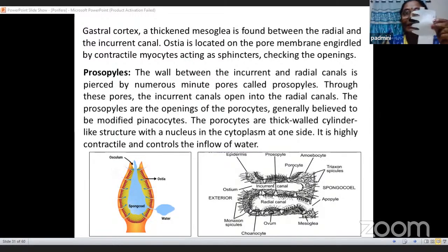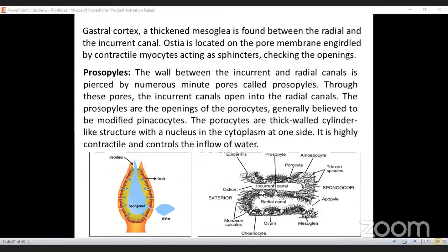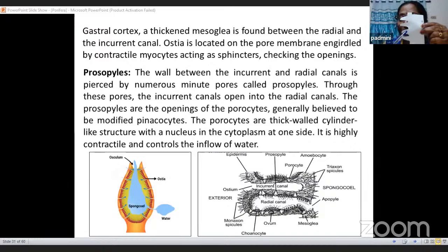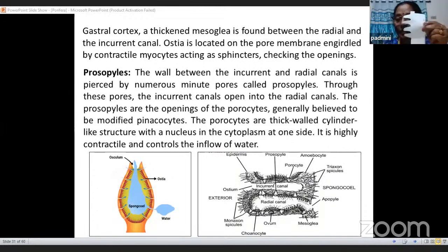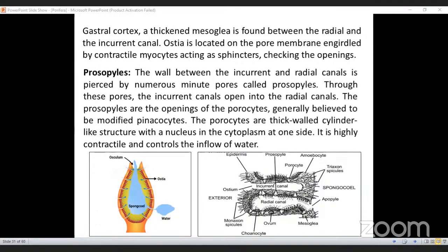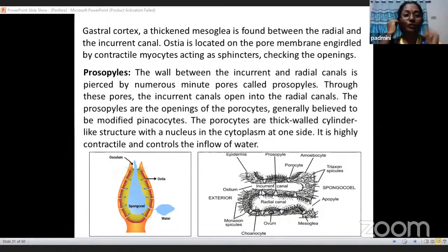So remember, prosopyles are the main gate, right? And apopyles are your house door. They have to open the gate, they have to come inside, and then when you open the door of your house, only then they can come inside. So remember it like that. Prosopyles are the outside gate, and apopyles are your inside house door. Fine. This is a gate, and this is a door. Remember that. Understood now? Yes, ma'am. So these are the prosopyles, apopyles, the radial canal and the incurrent canal. So that is what I was going to talk about.